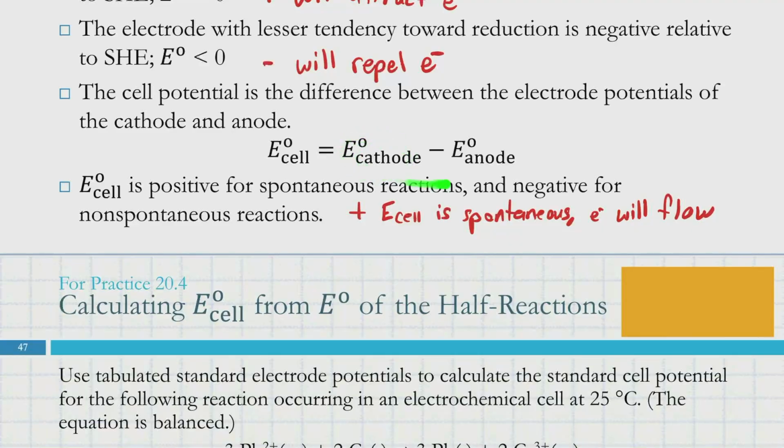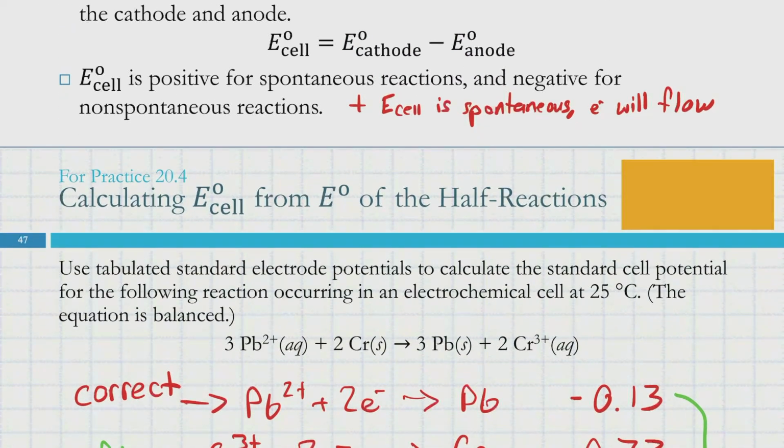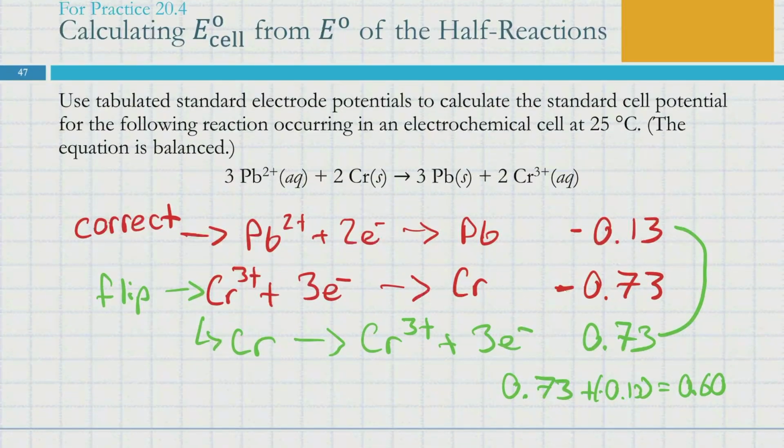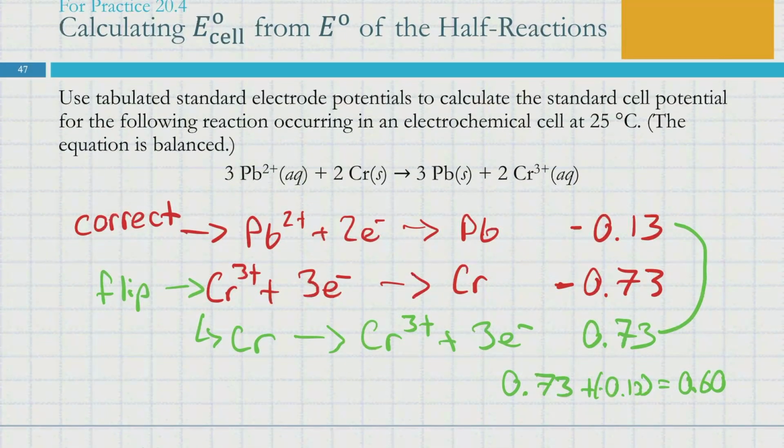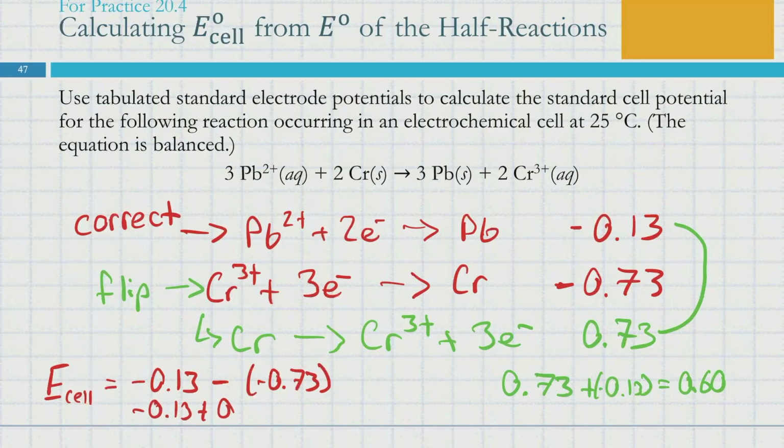This one, cathode minus anode. The cathode is more positive. That's going to be our minus 0.13 minus negative 0.73. So we get minus 0.13 plus 0.73, or 0.60.